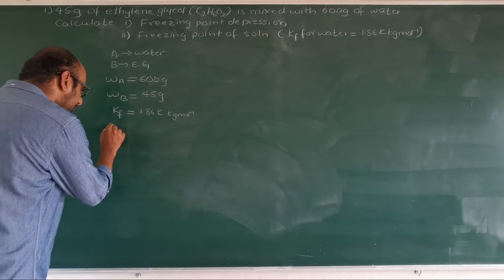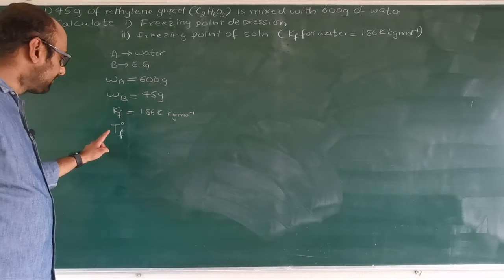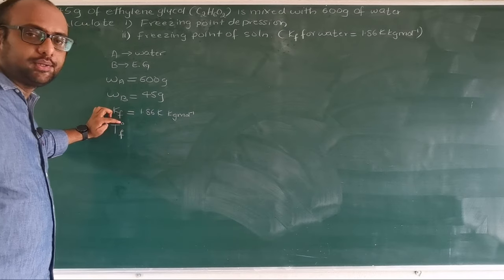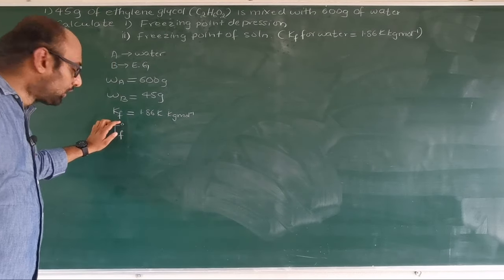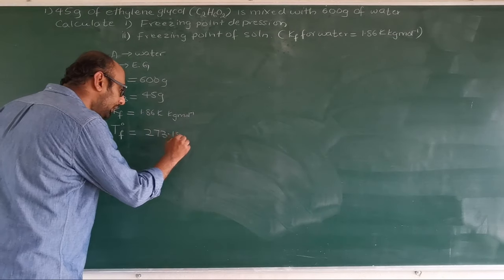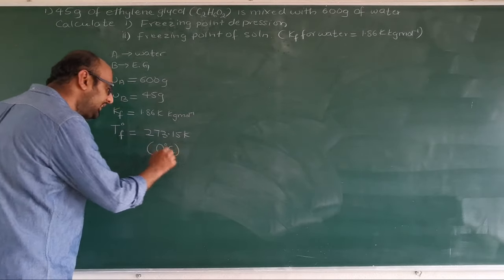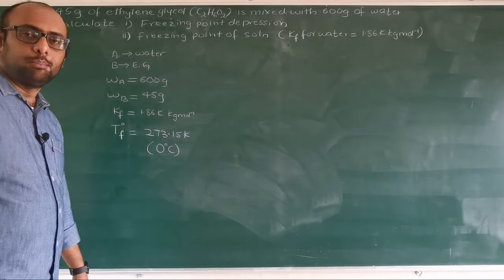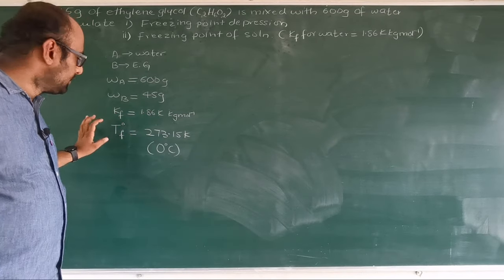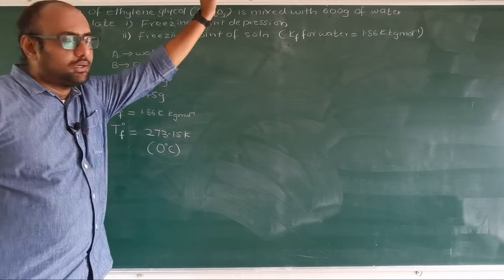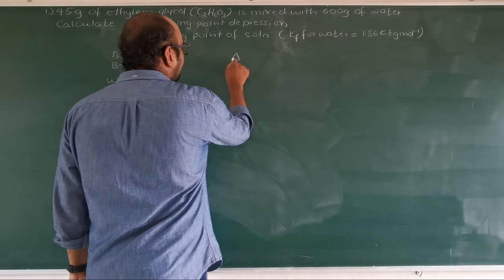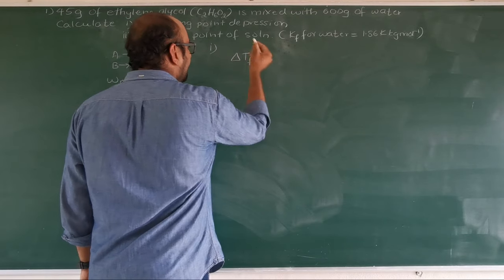Now you know the expression T0F. T0F means the freezing point of pure solvent, or melting point of pure solvent. The solvent is water here, so TF naught means the freezing point of water. You know the melting point of water: in Kelvin, it is 273.15 Kelvin, and in degree Celsius, it is 0 degree Celsius. This value is not given, but you have to take it. It is common knowledge, which is why it is not given. So TF naught, the freezing point of the solvent water, is 273.15 Kelvin.